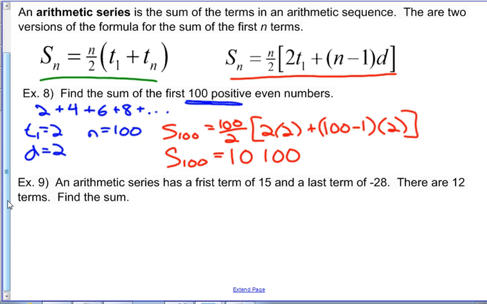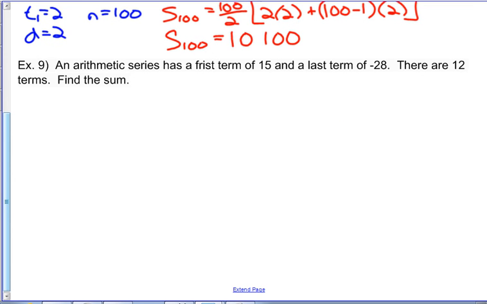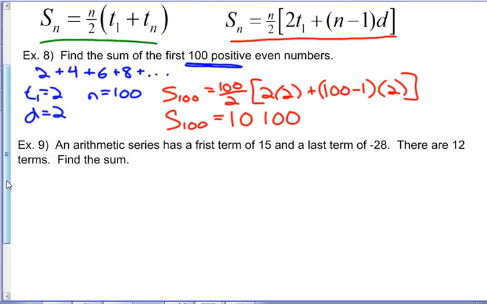Let's take a look at another one. An arithmetic series has a first term of 15 and a last term of negative 28. We don't know any of the terms in the middle. Find the sum. And there are 12 terms. So again, we'll catalog what we know. We know T1 here is 15. We know, well, we want to say Tn, but really it's the 12th and last term. T12 is negative 28. And n is therefore 12. There are 12 terms. The last of those 12 terms is negative 28.